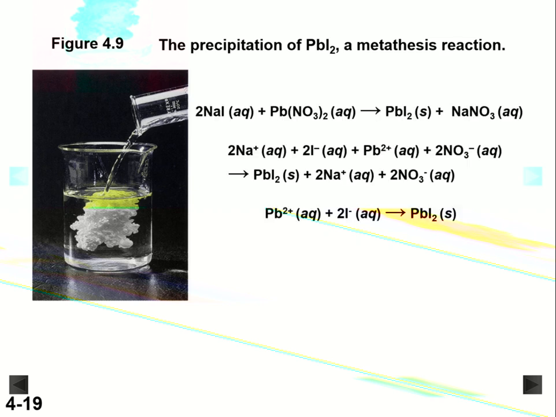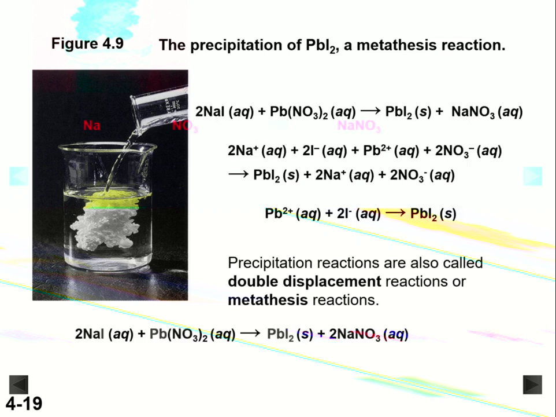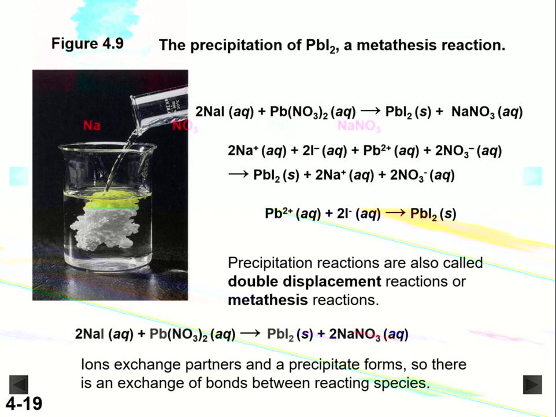So here's the precipitation of lead iodide. It says a metathesis reaction. It's a precipitation process. Sodium iodide reacts with lead nitrate to form lead iodide and sodium nitrate. We'll see how this works.